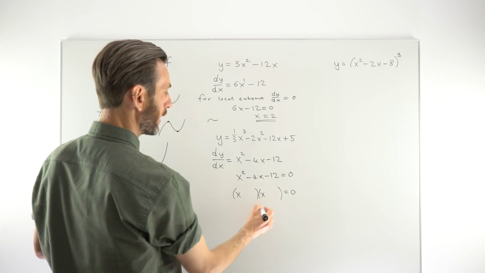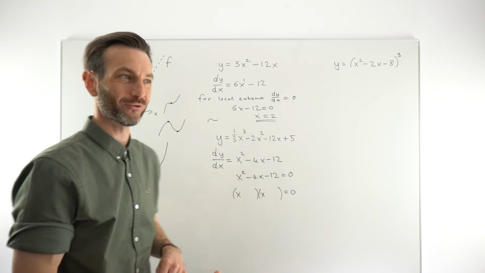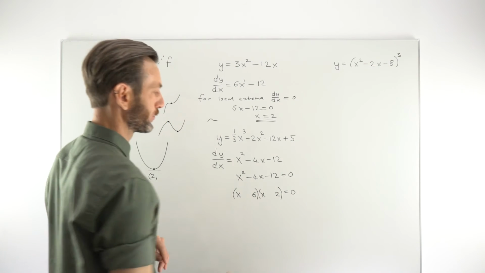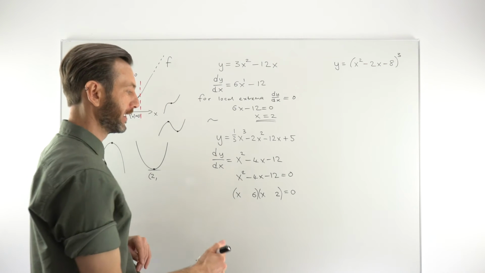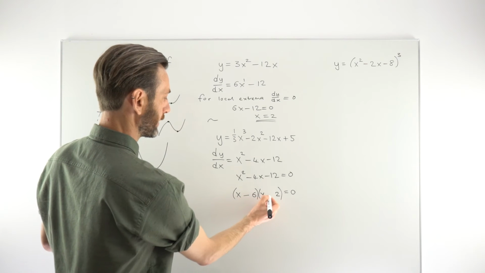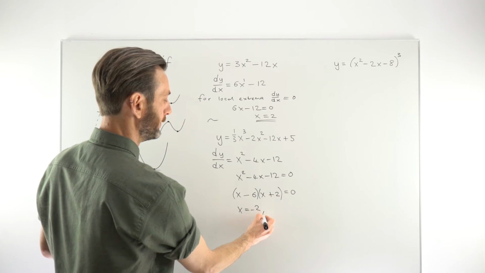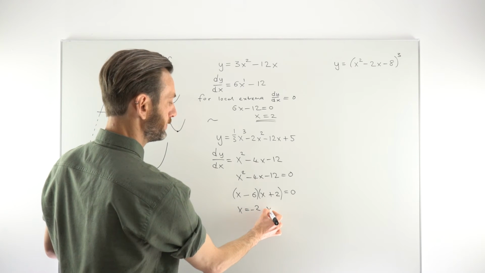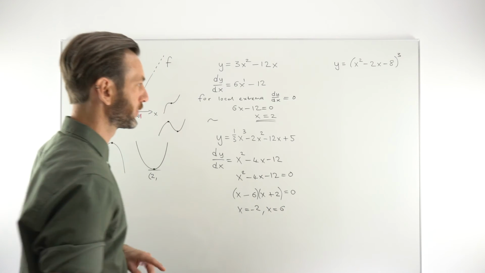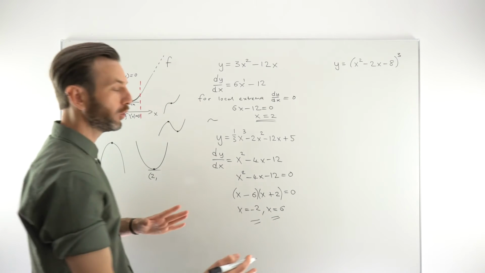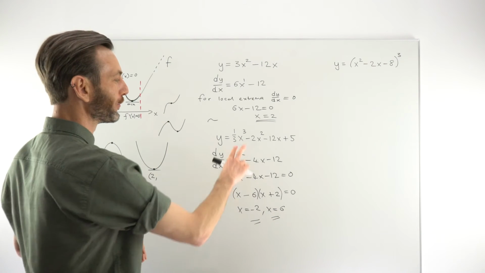So putting this into 2 brackets, hoping that it does factorize or else something's gone horribly wrong. 6 and 2, these questions will usually be designed so that it does factorize. And we would need a minus 6 and a plus 2. And if we solve those, we're going to get 2 solutions: x equals negative 2 and x equals positive 6. So those would be the 2 x coordinates of the local extreme points of that function.